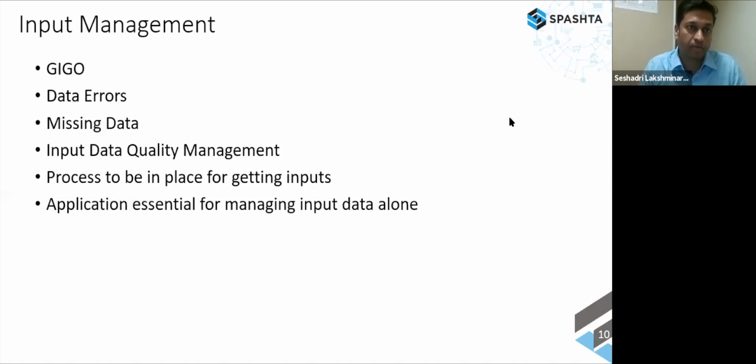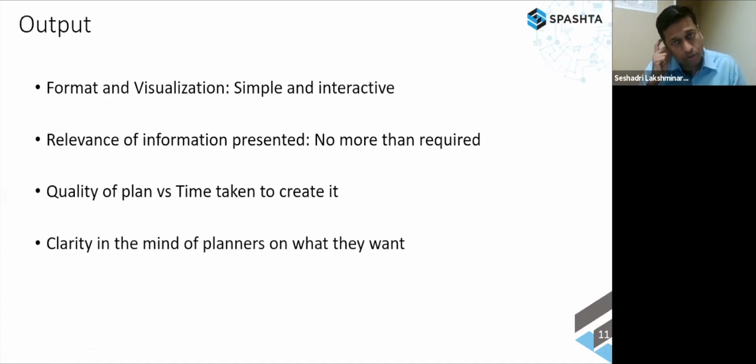So as an ex-planner, my advice to all the planners would be: make sure that the input data is managed pretty well, have an application set up for it, do quality management. So I just want to mention this aspect of input management under planning.